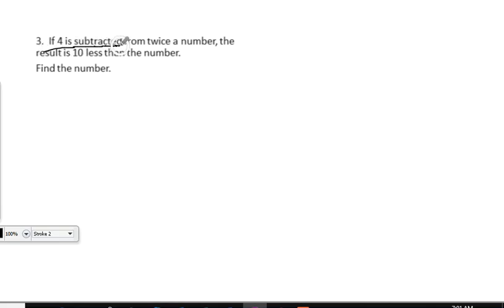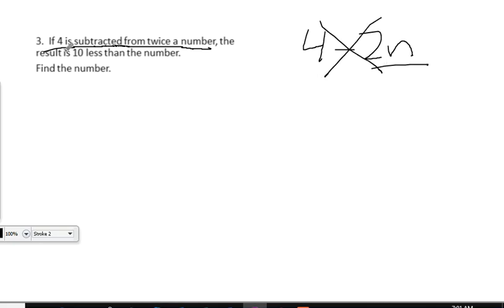If 4 is subtracted from twice a number. So we have to be very, very careful here. We can't do this. This would be twice a number subtracted from 4. And what we want our problem to say is that 4 is subtracted from twice a number. So we have to write down the twice a number first, and then 4 is subtracted from that.